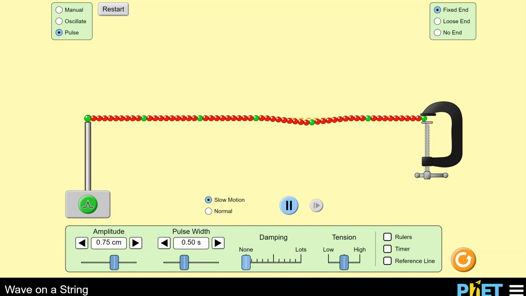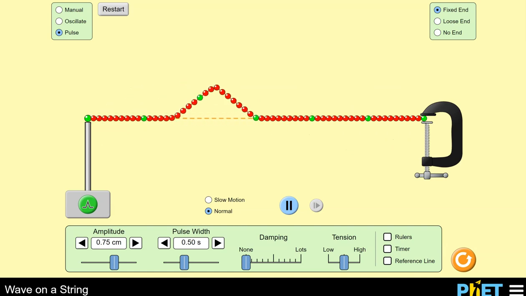Since I have damping on, that's why that amplitude is decreasing with time. Let me turn off damping. No, it doesn't need to be slow motion anymore. So the disturbance, the wave itself, is traveling horizontally here, right and left. But the beads, these little spheres that are representing portions of the string, are oscillating up and down. This is characteristic of a transverse wave. Now, the beads don't have to be up and down per se. The medium just has to oscillate perpendicular to the direction of the wave travel.